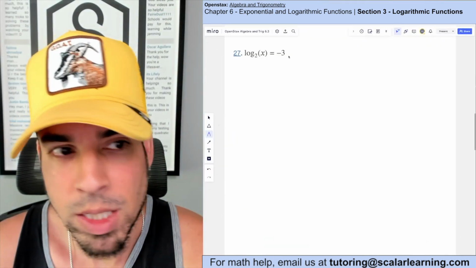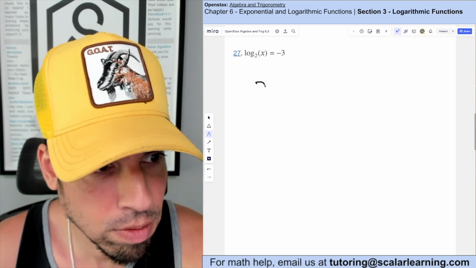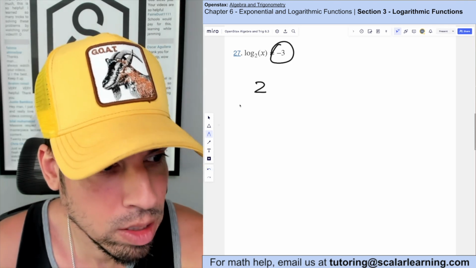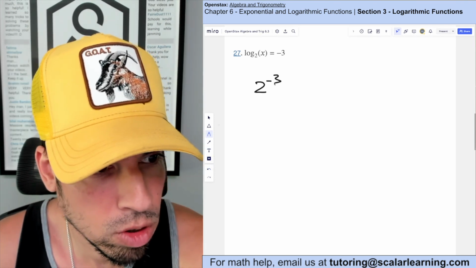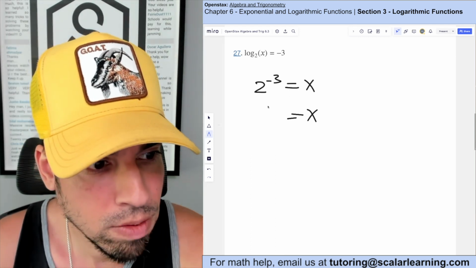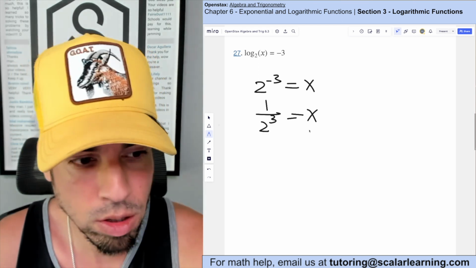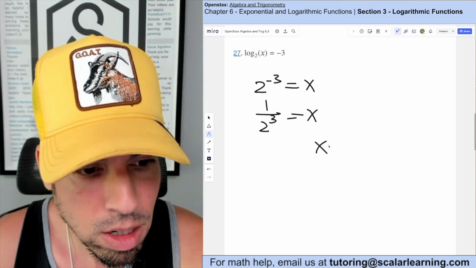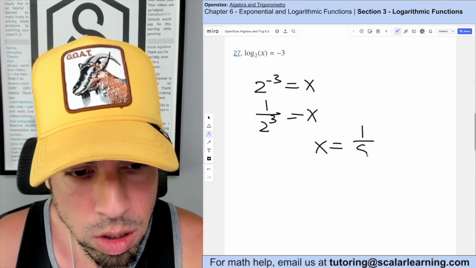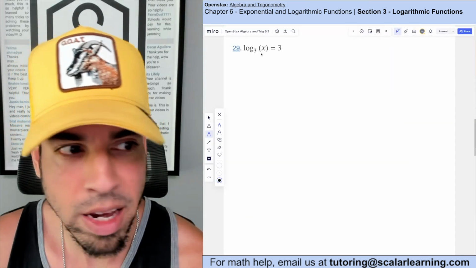So for this question, we're meant to solve for x by converting this to the exponential equivalent. So again, it's the base of the log raised to this power on the other side, so it's 2 to the negative third equals x. So what is 2 to the negative third? If you remember negative exponents, it's really 1 over 2 to the positive third. That's another way to write it. 2 to the third is 8, which means x equals 1 over 8. Boom, done.